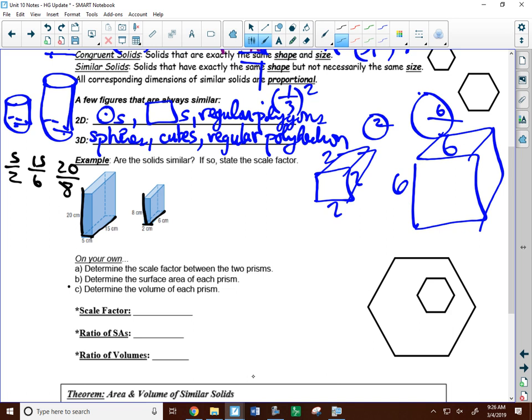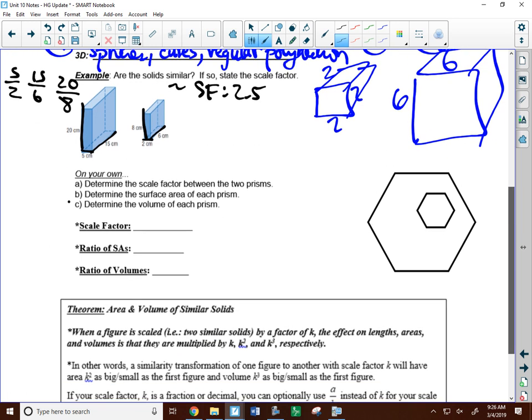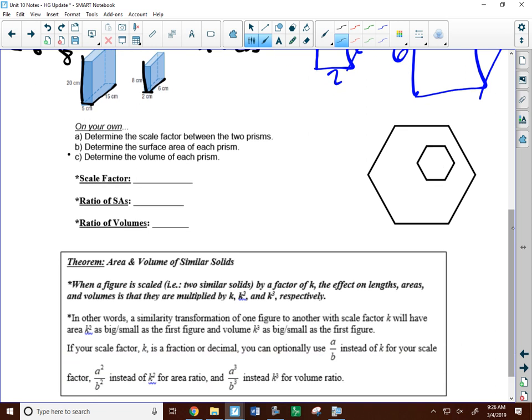Going back here, yes, they're similar. Scale factor, 2.5. You could write it as a fraction, 5 halves. If you were going small to big, it would be 2/5 or 0.4. Okay, so I'll write 2.5, and as a fraction, I'll put it in parentheses, 5 halves.